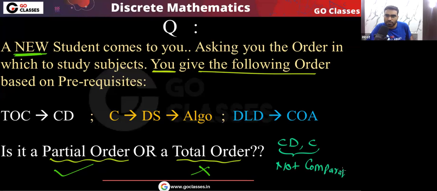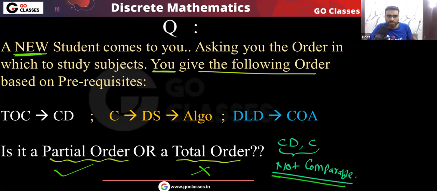Not comparable. Or I can say that there is no order between compiler design and C language, yes or no? Or there is no order between algorithm and digital logic design, yes or no? Agree with me? So this is a partial order, but not a total order, because these two subjects have no order. You are not saying in which order I should study these two subjects, so they are not comparable.